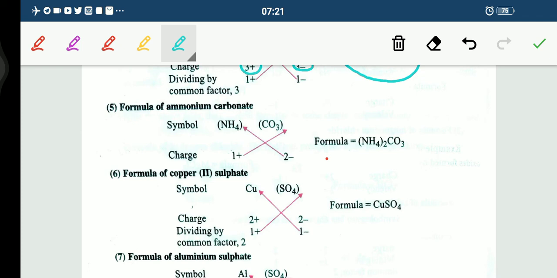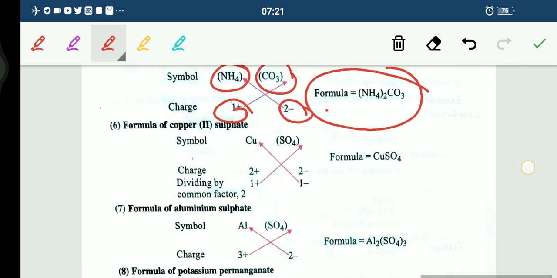Similarly children, formula of ammonium carbonate. So ammonium is NH4 and carbonate is CO3. I have already told you the charges on NH4 and CO3. Simply writing that NH4 is +1 and CO3 is -2. So crisscross it now. So NH4 twice and then CO3. This is what the formula for ammonium carbonate is.